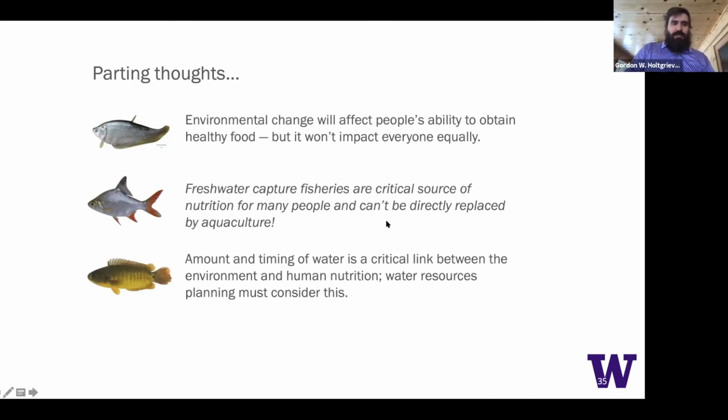Freshwater fish are not just cute for fish tanks. They're a really important resource for people. And then again, this idea that the amount and the timing of water is really critical here, and both those aspects are going to be changing as we go forward.